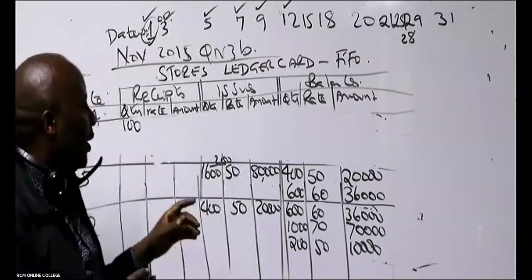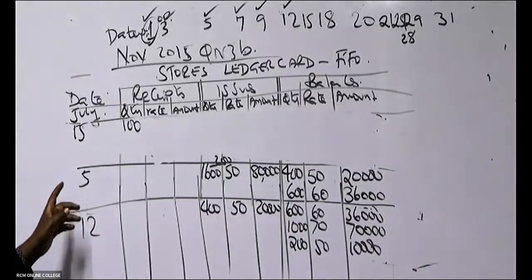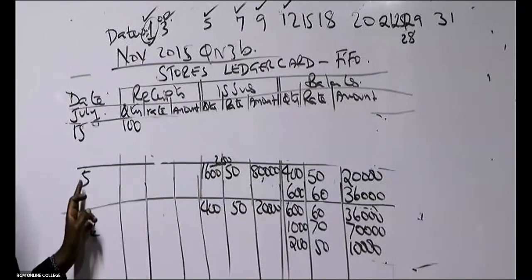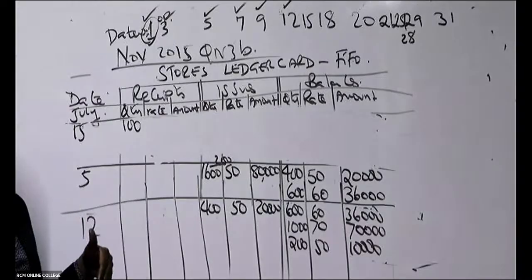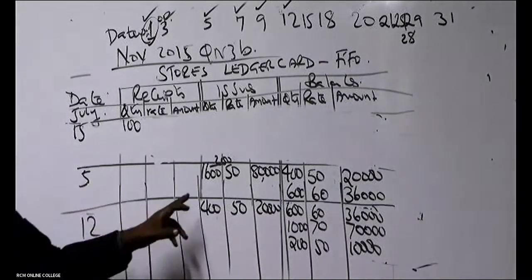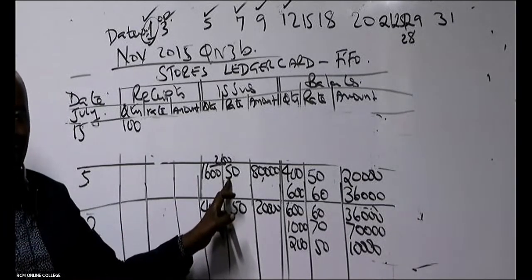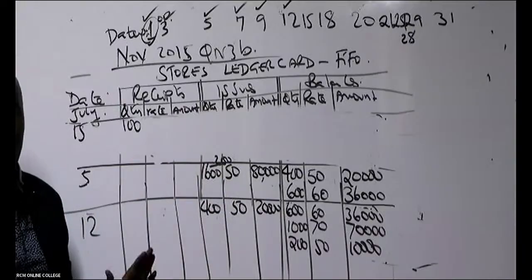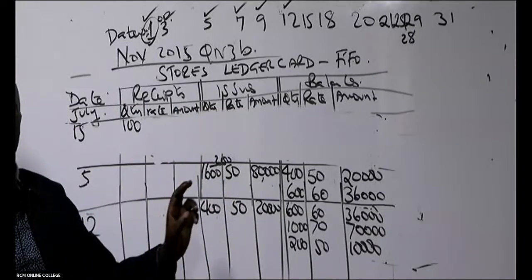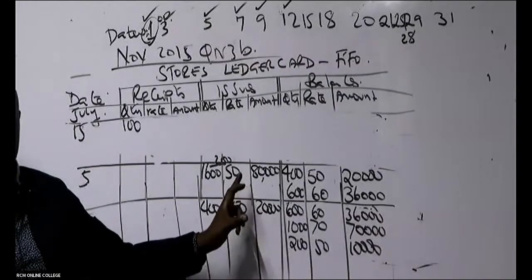Remember, like the other one, we were told in this case here that we had issued some goods on the 5th, and then they came back, isn't it? On the 5th, we had issued them at what rate, somebody? 50. So we received them back at the rate we had issued them, which was 50.